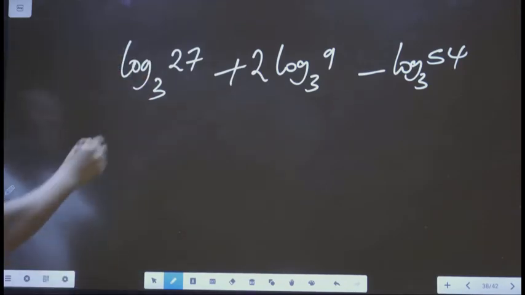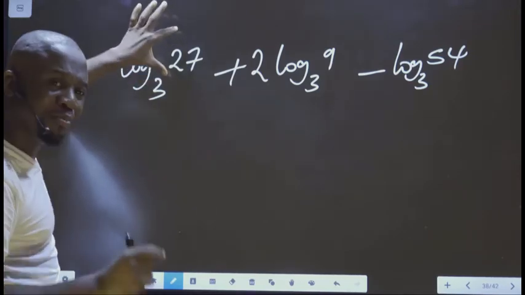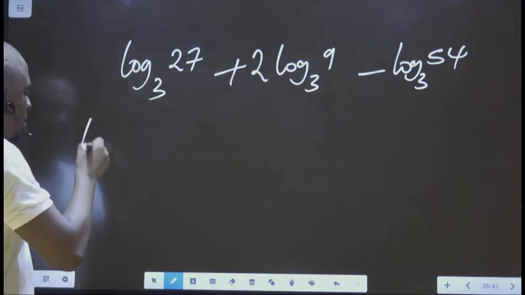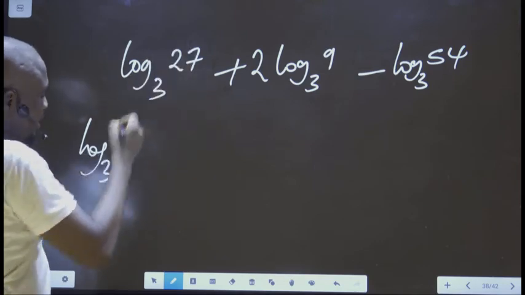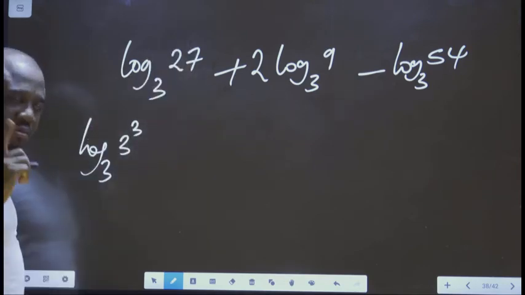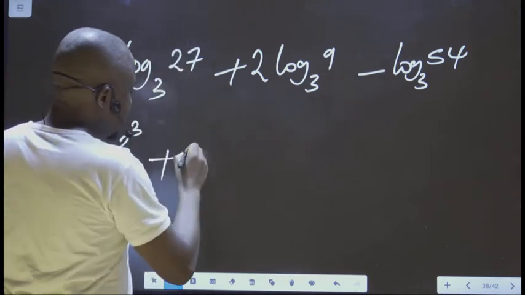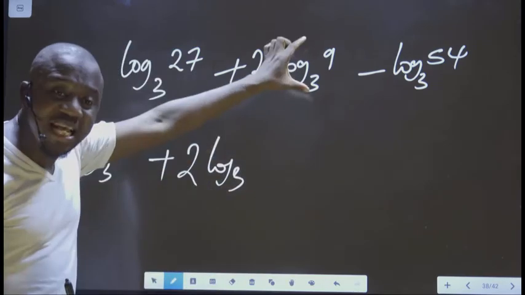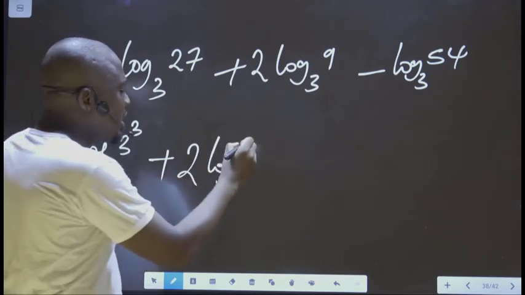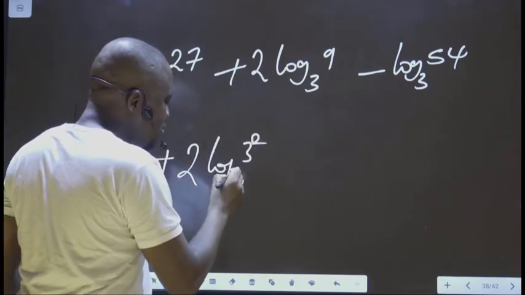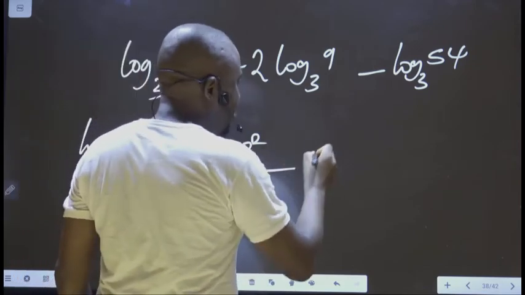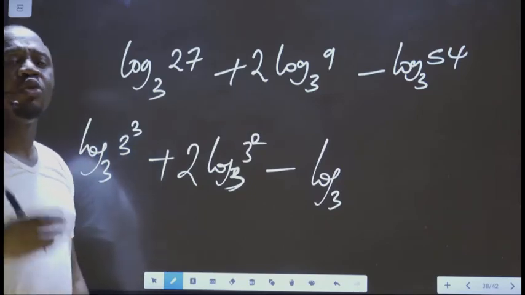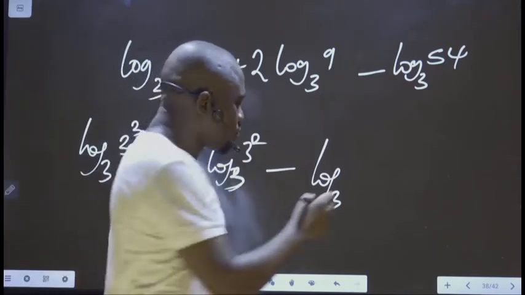So now let's see. This 27 means 3 raised to power 3. So therefore, we say log 3, this means 3 raised to power 3. That's the first step. This is 2 log 3. What is 9? 9 means 3 raised to power 2. Remember, this is also 3 minus log 3. What is 54? 54 means what? 27 multiplied by 2.